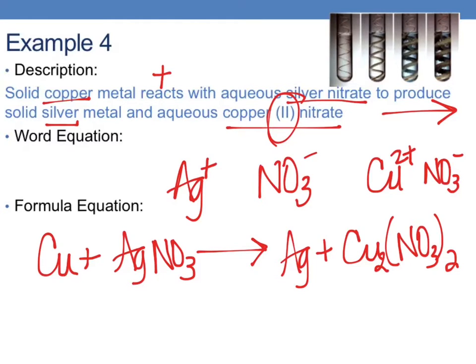One of the things I've been seeing is people will say, oh, because it's copper 2, I've got to put a 2 there. No. I saw some of you guys writing Cu2NO3. Again, you can't do that. You can't put Roman numerals in there.